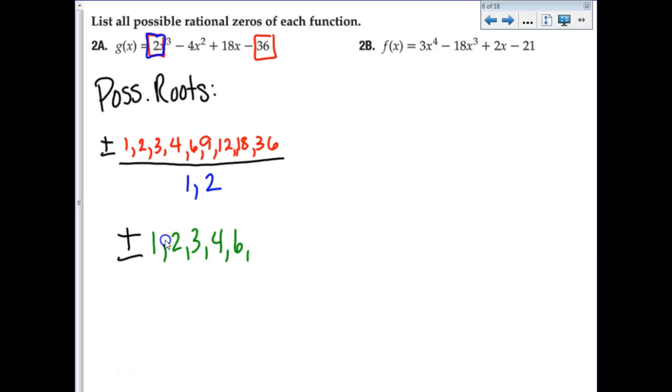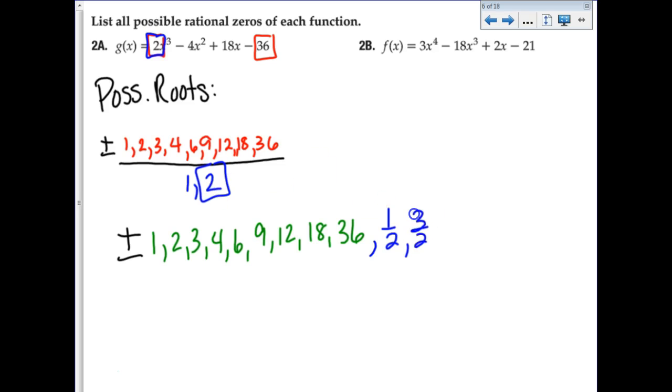Pen, stop doing that. 9, 12, 18, 36. Okay, we done? No, because now you got to take all these and divide it by 2. Okay? So 1/2. Now 2 over 2 is really a 1, but we already listed that, didn't we? So don't write that one again.